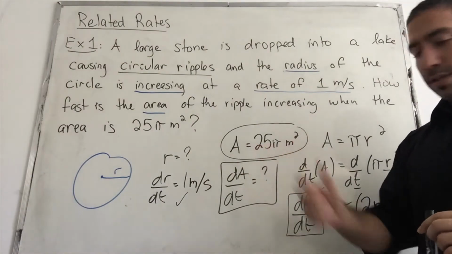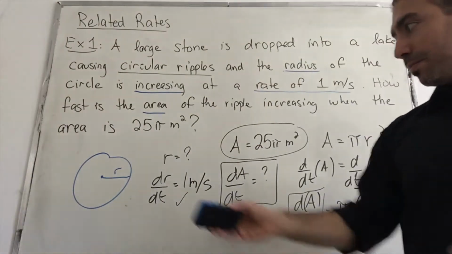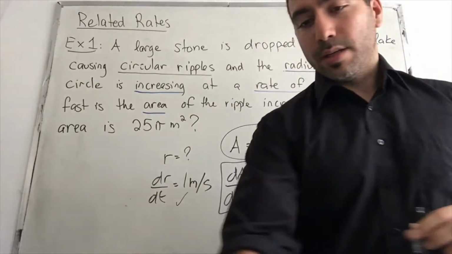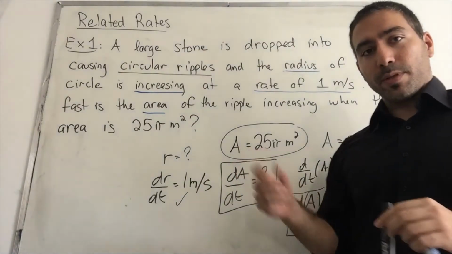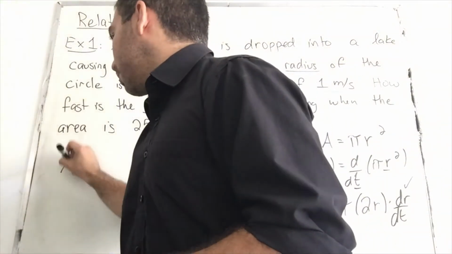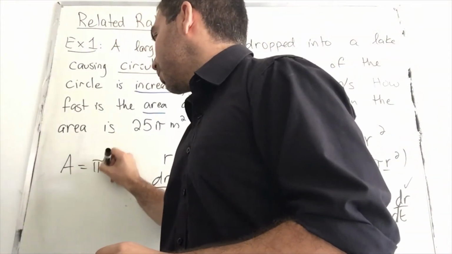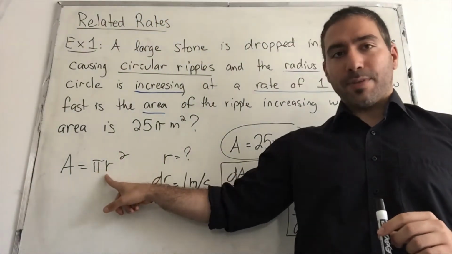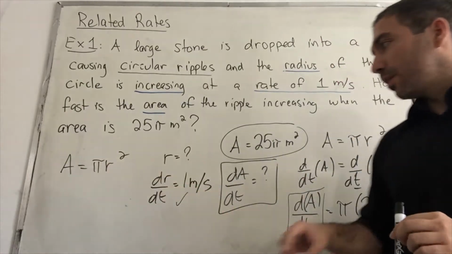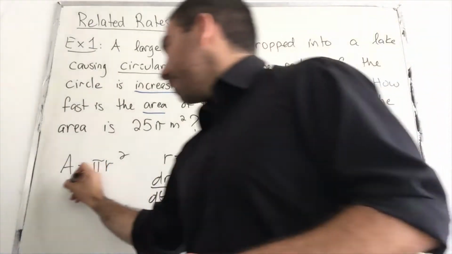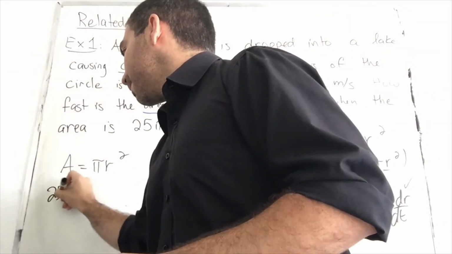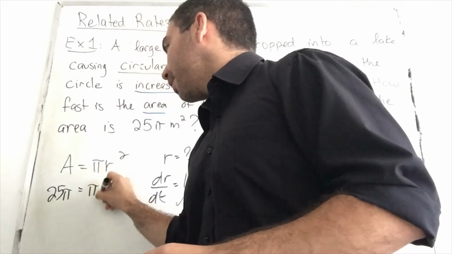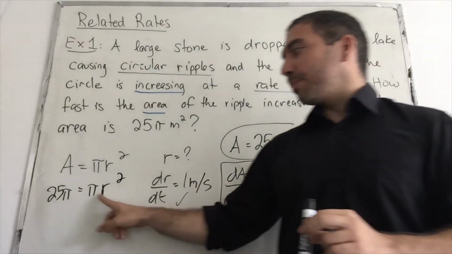So how do we do this? Let's simply take the area formula and plug in what we know. The area of a circle is pi r squared. So before we take the derivative, we're going to use the area to find the missing value of r, to find the actual radius. So area is 25 pi. Let's substitute that in. 25 pi equals pi r squared. We divide both sides by pi.